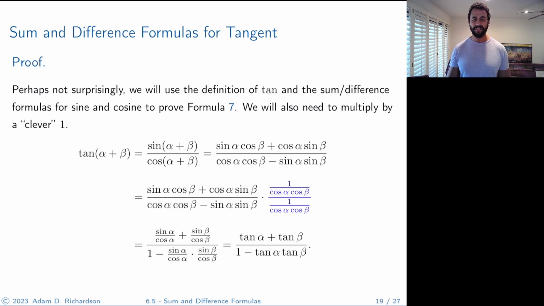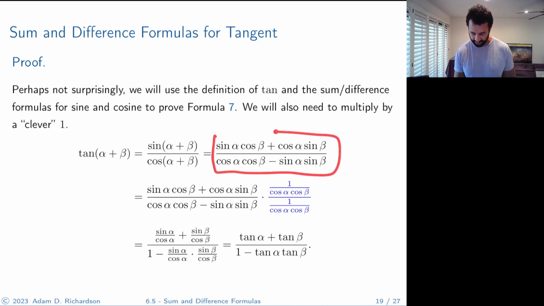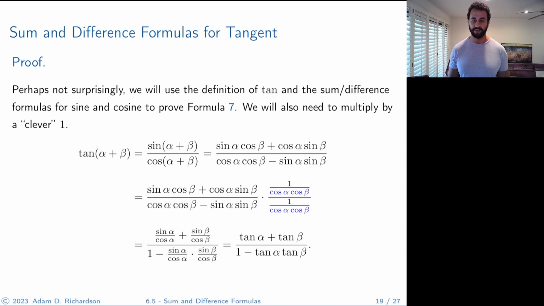So remember, the definition of tangent is sine over cosine. So tangent of alpha plus beta is sine of alpha plus beta over cosine of alpha plus beta, just by definition. And from that, we can use the angle sum identities we derived earlier on. That's what we're doing right here. Now, this isn't a terrible formula on its own, right? It's just the sine and cosine formulas.